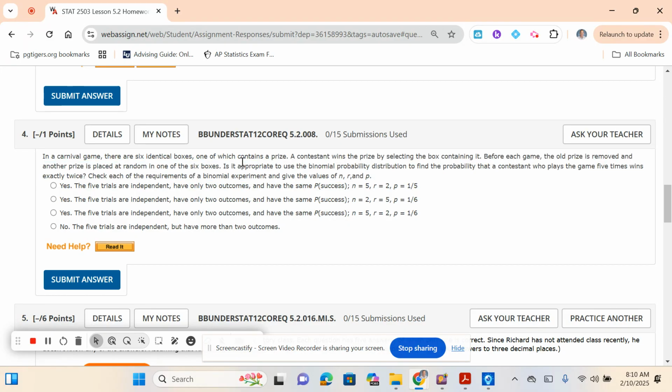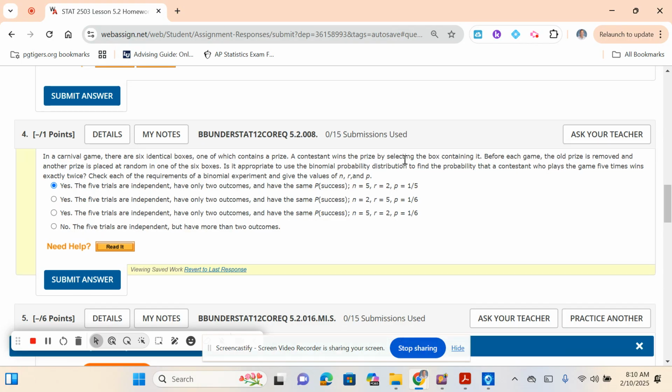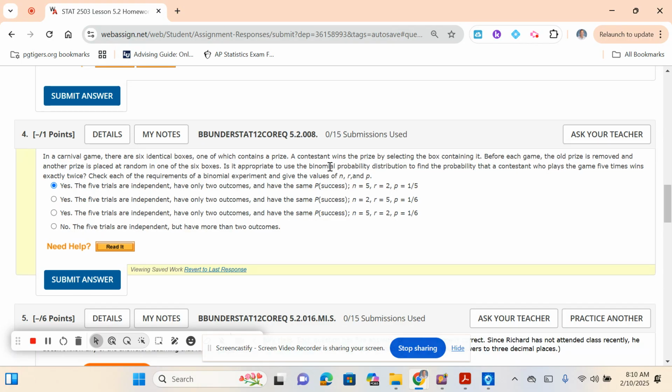So let's think about this. Are the five trials independent? First off, you either win the prize or you don't win the prize, so there are only two outcomes. Do they have the same probability of success? What that means is, each time the contestant plays, will the probability of winning change? Before each game, the old prize is removed and the prize is placed at random, so it's going to be one of the six boxes. So it's going to be a 1 in 6 chance every time. So the probability would be the same.